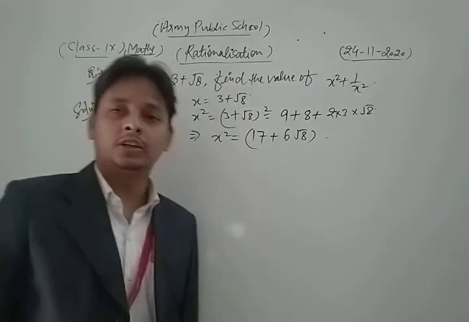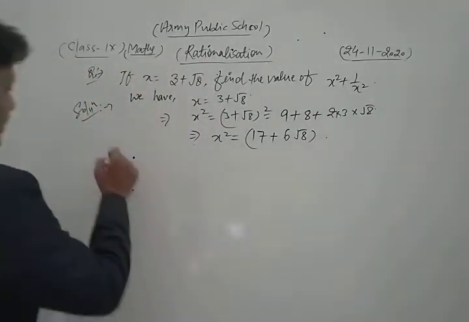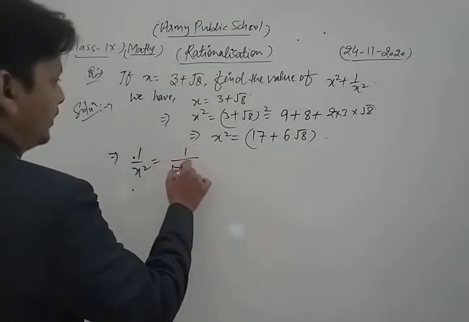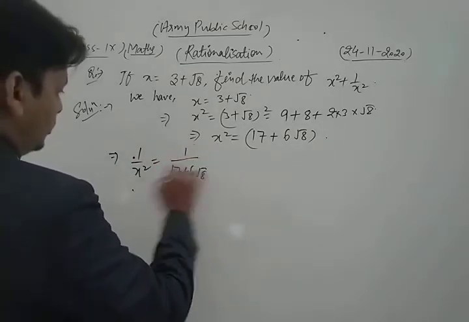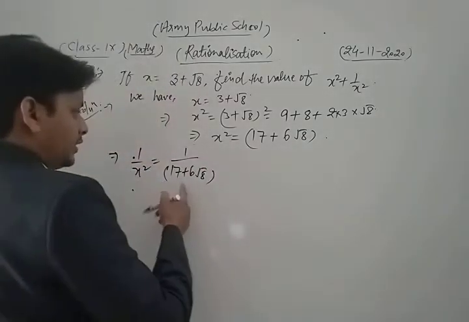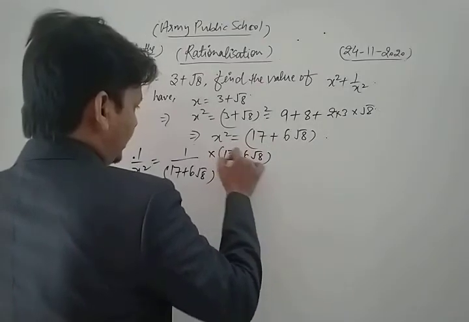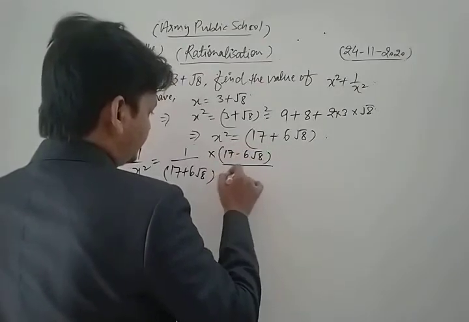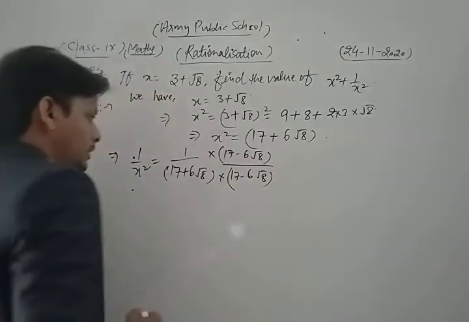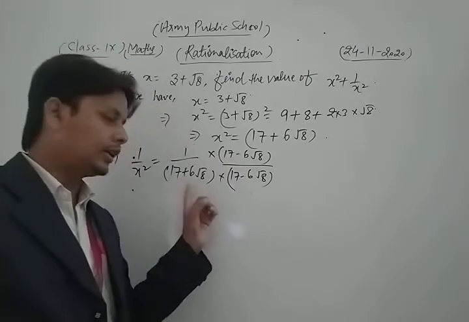17 plus 6 under root 8. Now we find the value of 1 upon x square. The value of 1 upon x square is 1 upon 17 plus 6 under root 8. So we must multiply both the numerator and denominator by its conjugate. So we get 17 minus 6 root 8 upon 17 minus 6 root 8. We must multiply both the denominator and numerator by the conjugate of its denominator.